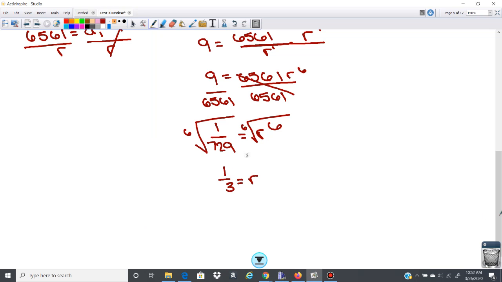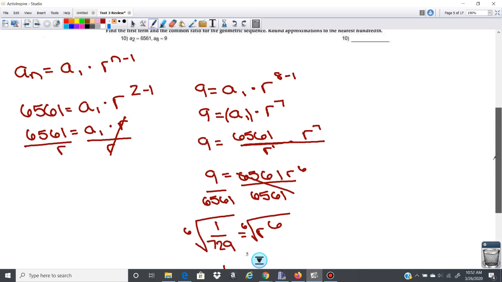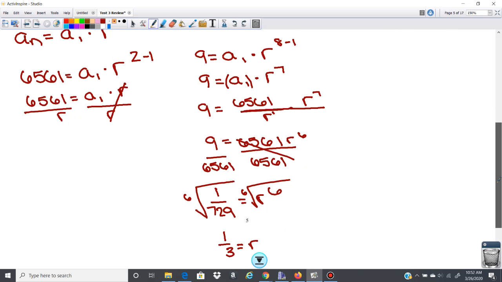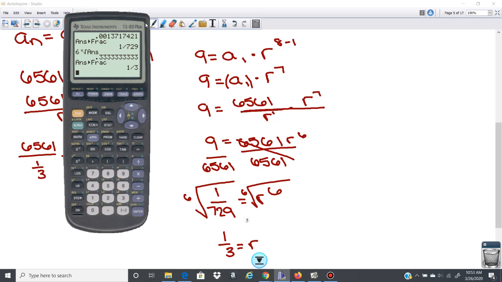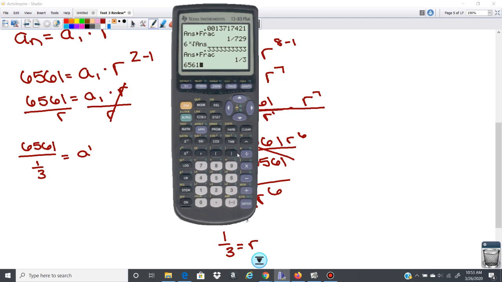All right, so we have our ratio. Now we need to find, let's see what the question asked, the first term. We have 1/3 for our ratio, so let's plug that back in. If we look back to right here, you had 6561 over the ratio, which is 1/3, equals a sub 1. So if I go back into my calculator and say 6561 divided by 1/3, I get 19,683.